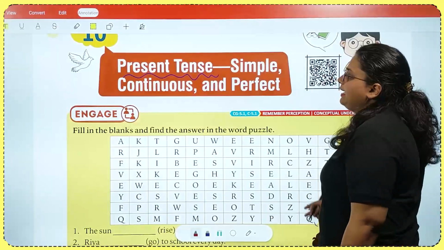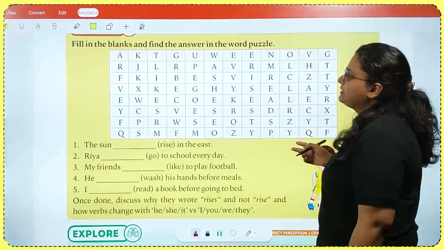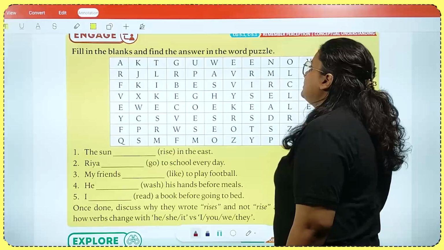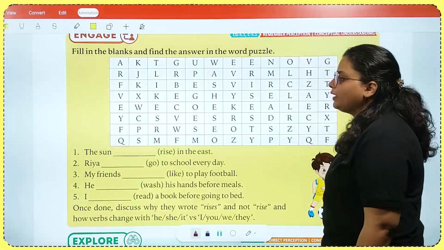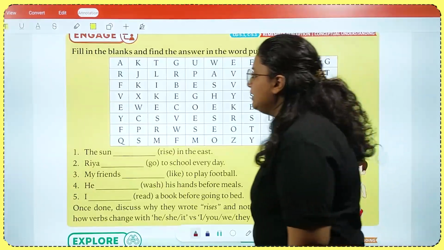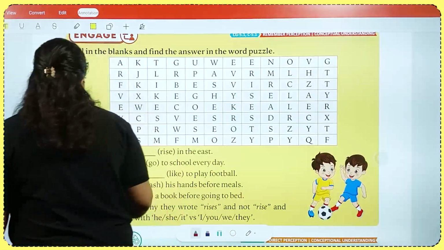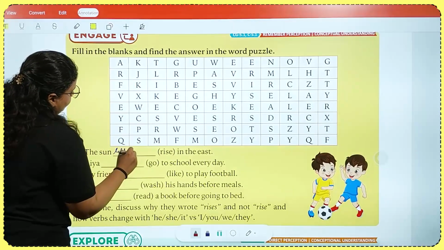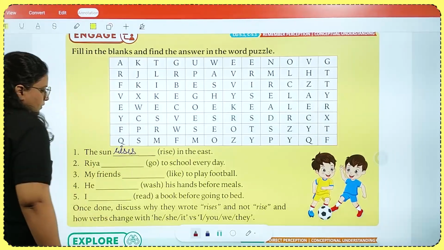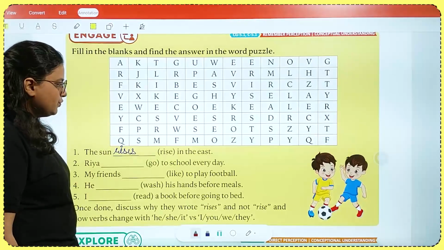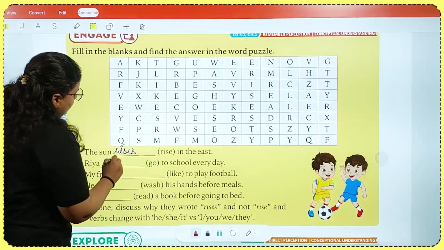Okay. English. Let's do a fun activity. Fill in the blanks and find the word answers in the word puzzle. Okay, so you have to fill in these blanks and then you have to find words like the sun rises in the east. So what is the correct form? Rises. Ria dash school. Dash to school every day. Goes.